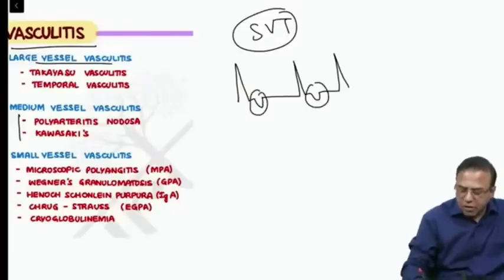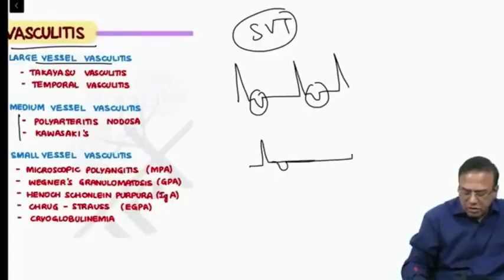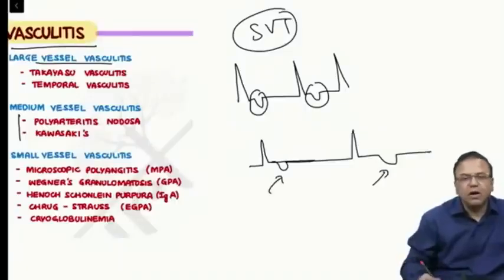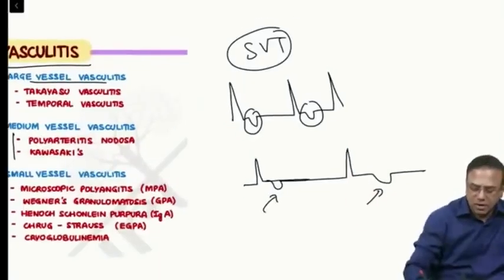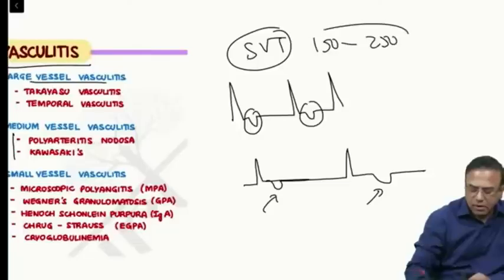And if it were to be a normal heart rate, and the patient had a T wave inversion, then I would have thought this is a T wave inversion, right? But this is not a normal heart rate. This is a patient who's coming with a heart rate anywhere between 150 to 250 per minute.